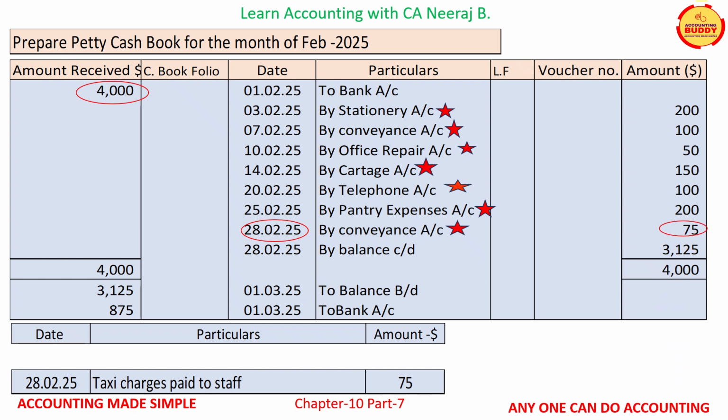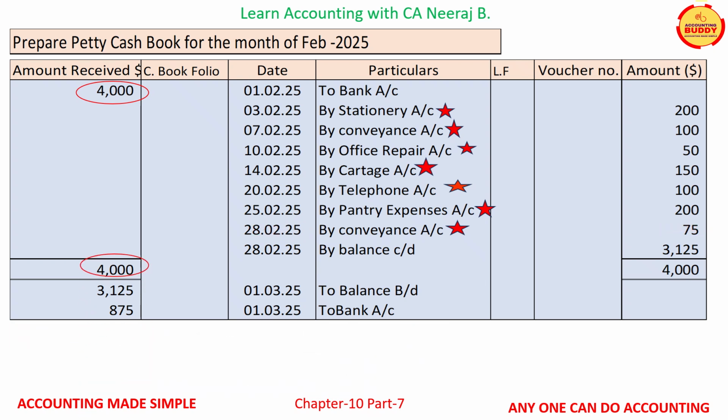Now when from the total amount received column of $4,000 we deduct the sum of all the petty cash payments, petty cashier is left with a petty cash in hand balance of $3,125, which will be recorded on the last day of February 25, that is 28th of February, by writing the words "by balance carried down." By doing this process, the petty cash book is balanced.